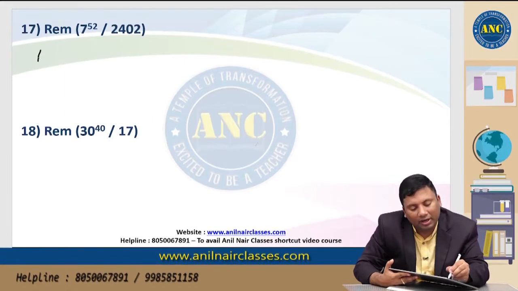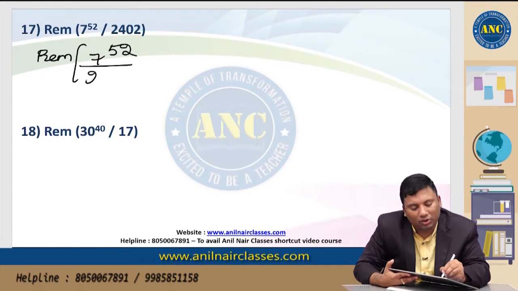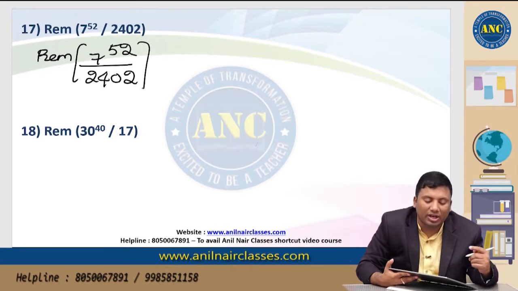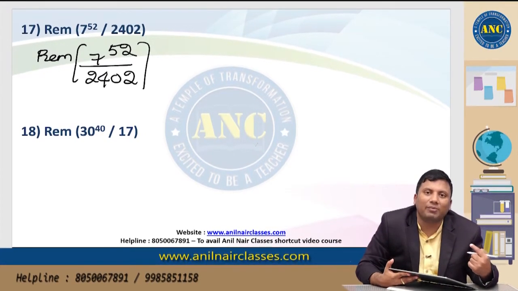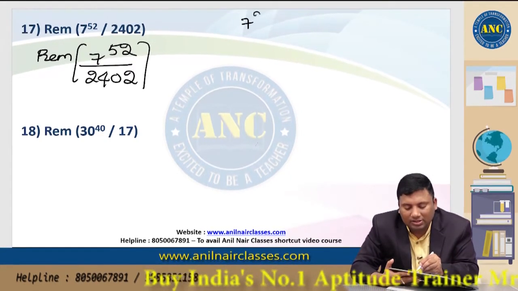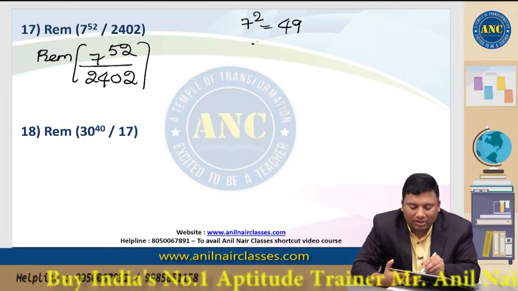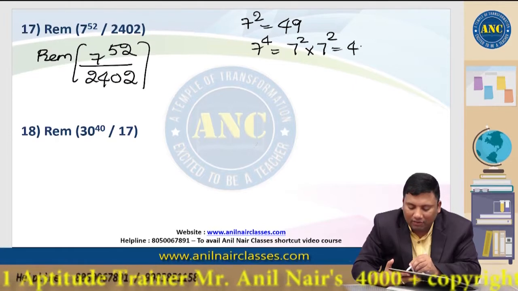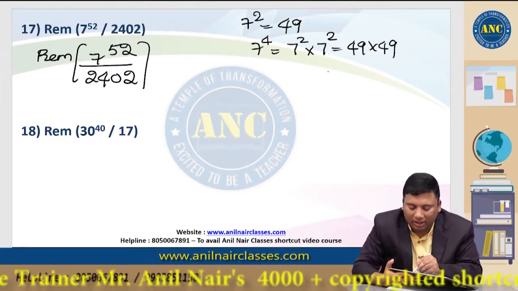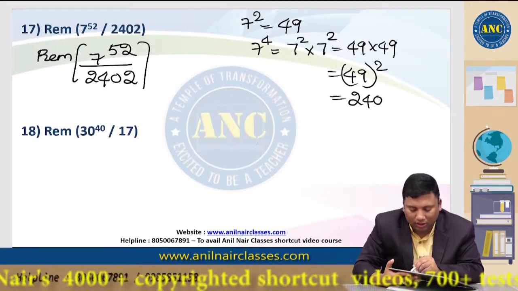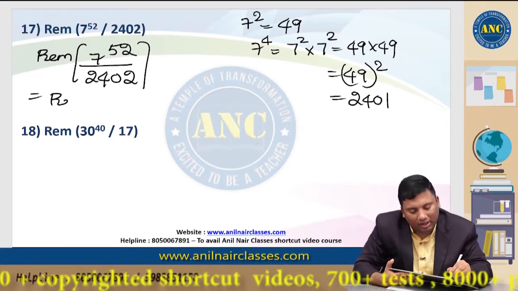17th problem. Remainder 1. 7 power 52 is divided by 2402. In this question, what you need to do is check which power of 7 when divided by 2402 will give you plus 1 or minus 1. 7 square is 49. 7 power 4 is 7 square into 7 square, 49 into 49. 49 square is nothing but 2401. So these are nothing but remainder 1.